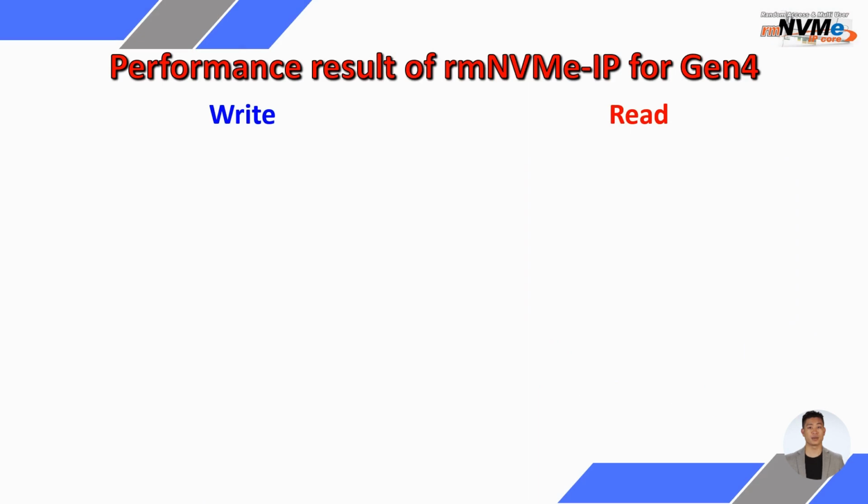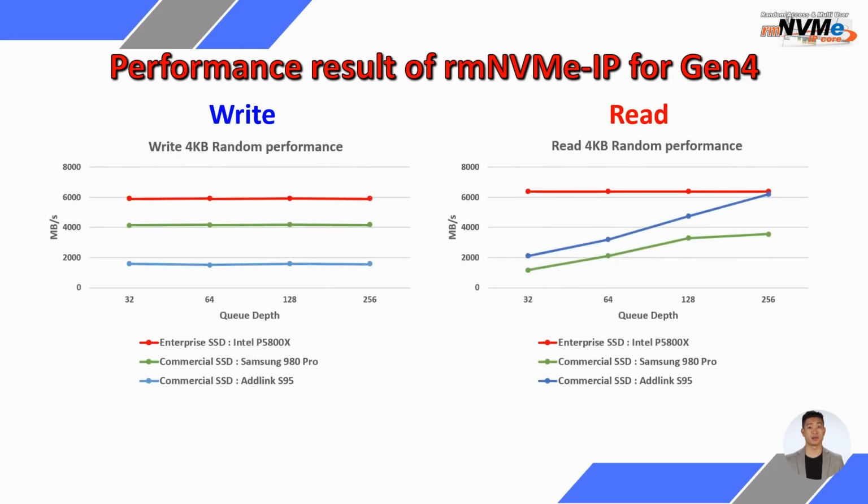When operating 4 KB random write and read tests using our rmNVMe-IP, the results of 3 SSDs are displayed in a graph. The graph shows that 3 SSDs exhibit a constant rate for the write command while adjusting the write command queue depth to values of 32, 64, 128, and 256. 2 SSDs display an increased read speed when the read command queue depth is set to a larger value. However, the Intel P5800X exhibits a constant rate with the highest performance during random access tests of 4 KB size for both write and read operations.